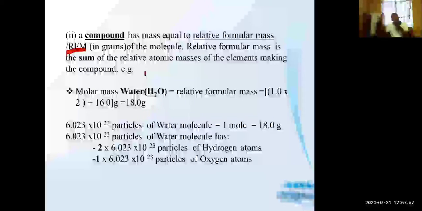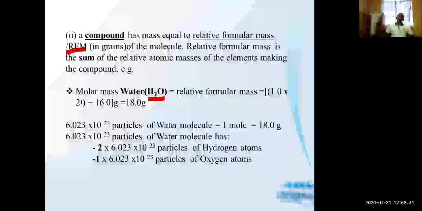What you should be able to know is that we have so many types of compounds. We have sodium chloride. We have sodium hydrogen carbonate. We have calcium oxide. A compound is made up of two or more elements combined together. So, for example, water is an example of a compound of hydrogen and oxygen.